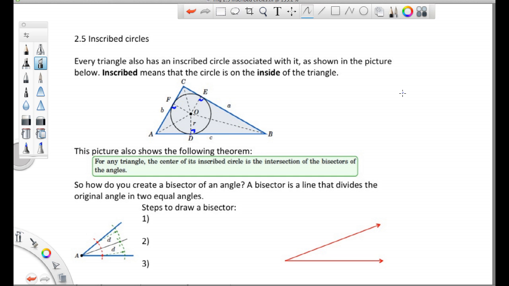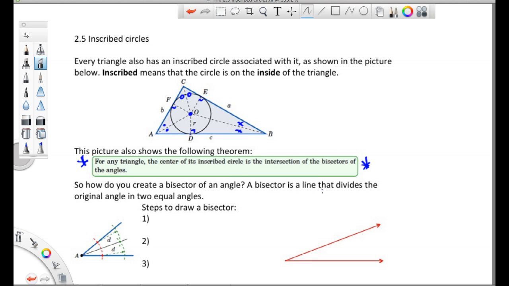So if it's an inscribed circle, you do need to memorize this little rule over here, and that would be that for an inscribed circle, the center of the inscribed circle, so this center, is the intersection of the bisectors of the angles. So this line here bisects A in two equal angles. This line here bisects B in two equal angles. And this one over here does the same thing with C. So C is equally split here.